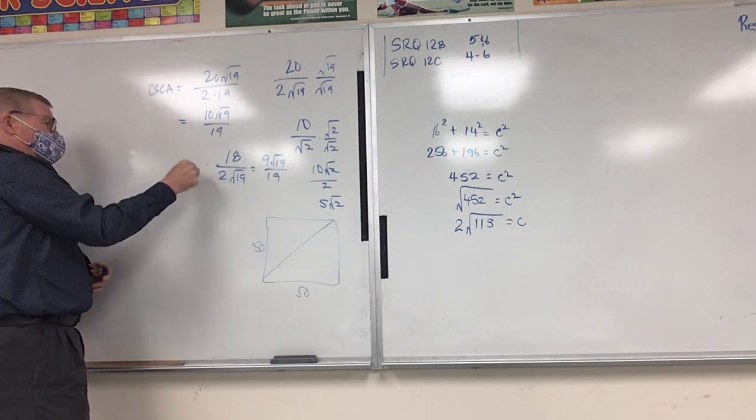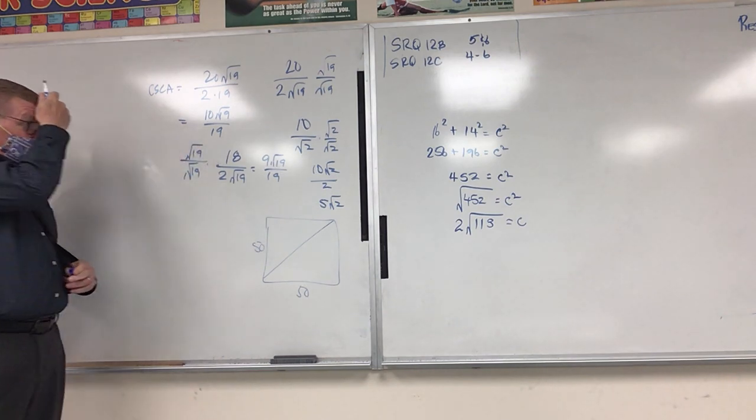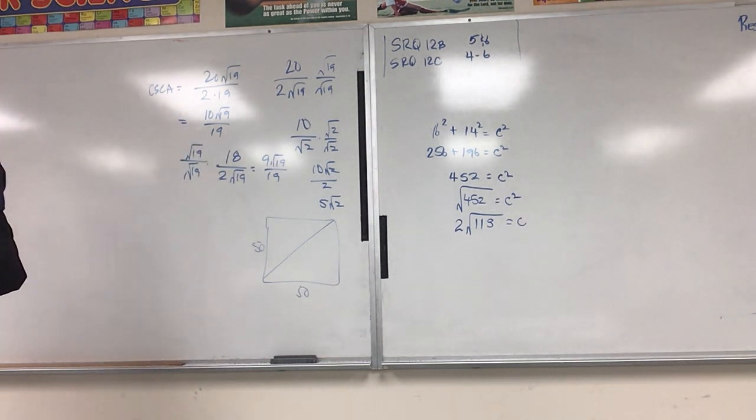Nine squared of 19 over 19. All right, here we multiply both the top and the bottom by the square root of 19. Number nine, being able to find our ratios.